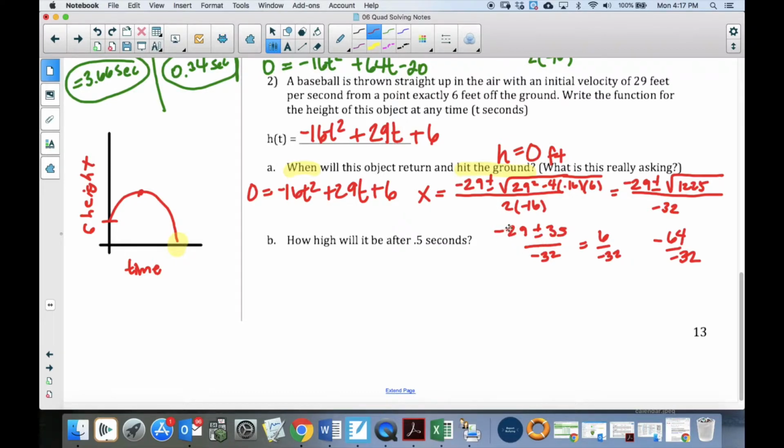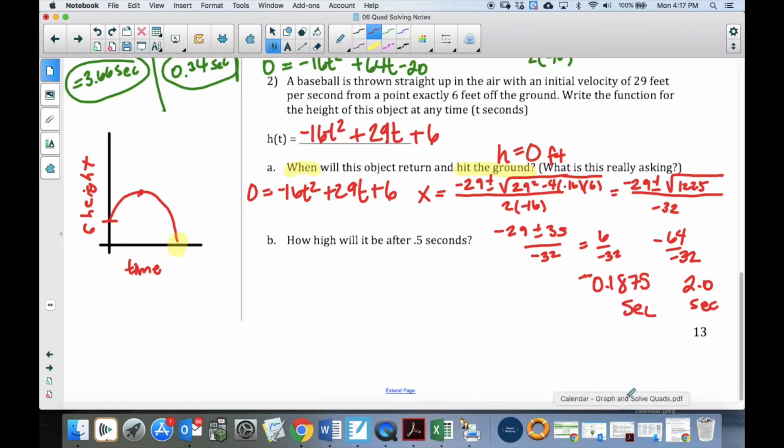And so really what I have is a negative 29 plus 35, which is 6, divided by negative 32, and a negative 29 minus 35, which is negative 64, divided by negative 32. And so if I divide those, this one comes out to be a negative 0.1875. This one comes out to be a positive 2.0. And again, they were when, so this is seconds and this is seconds.